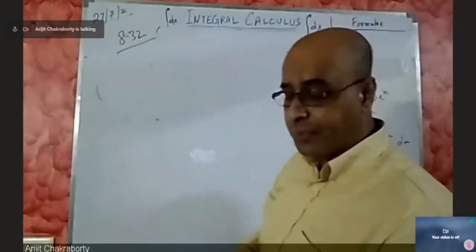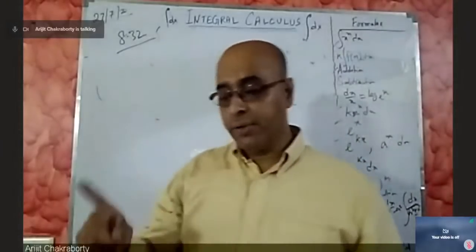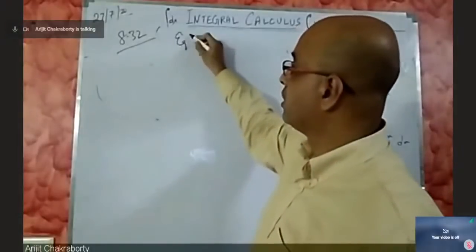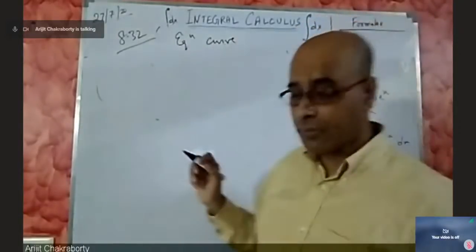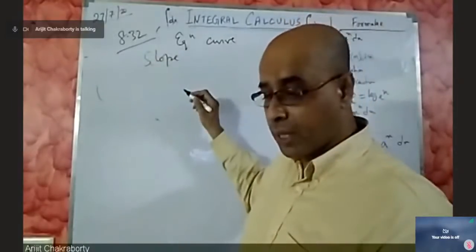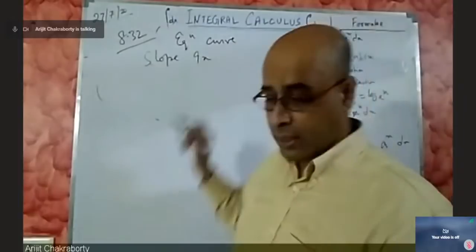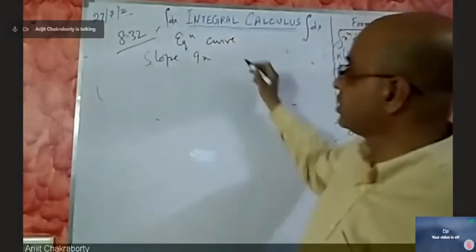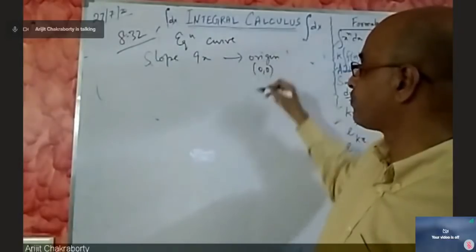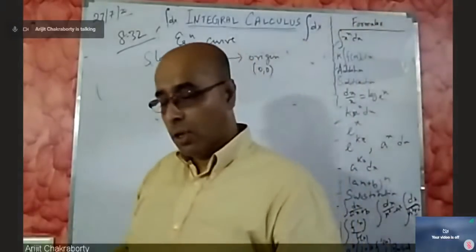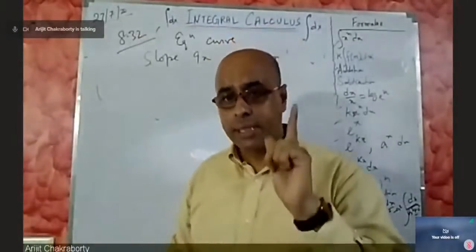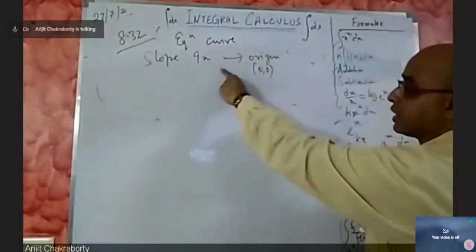8.32 page number. Please see the question. Find the equation of the curve. You have to find the equation of a curve where the slope is given. The slope is 9x and it passes through the origin. Origin means 0, 0. So we have to find out the equation of a curve. It is given that the slope has the equation 9x.